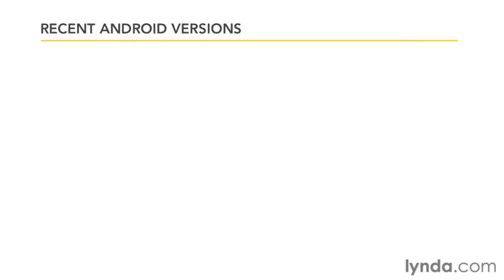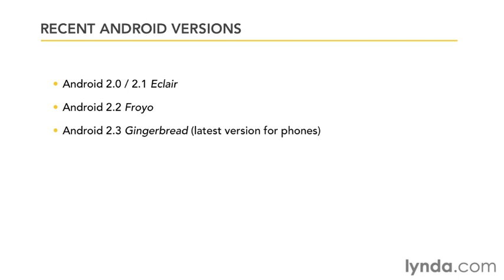Now I want to quickly talk about Android versions, because Android has been progressing at a really fast pace, and it's difficult to keep up with the different versions that are out there. When I first got into Android, the first release was Android 2.0, which was called Eclair. The next one was Android 2.2, named Froyo, and this is the version that's probably on most people's phones today as I record this. The very latest version of Android for phones is 2.3, known as Gingerbread, and that's what we're going to be targeting in this course.